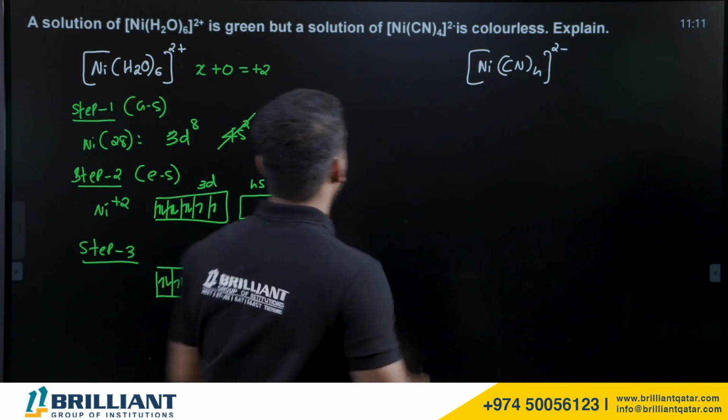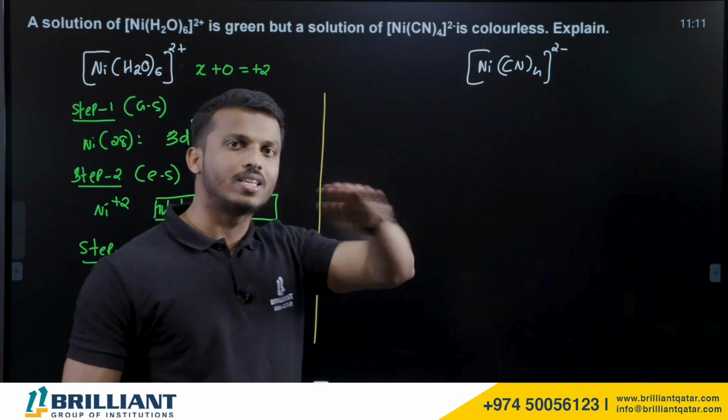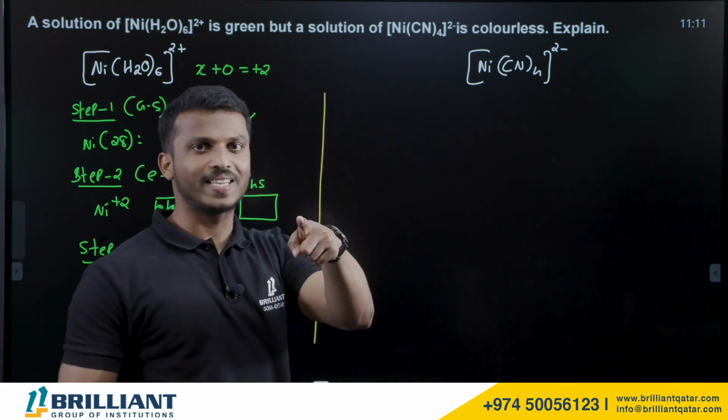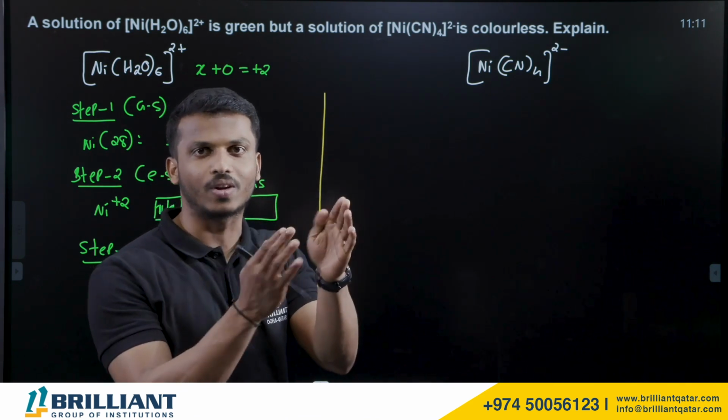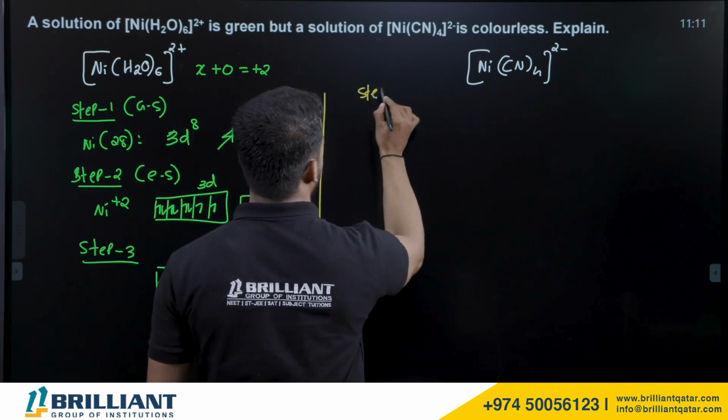So let us prove that this complex is colorless, which means it doesn't contain an unpaired electron. It's very clear because cyanide is the ligand. Cyanide is a strong ligand. It will make pairing of electrons. So of course there will not be anything. So let me go through it as a descriptive examination.